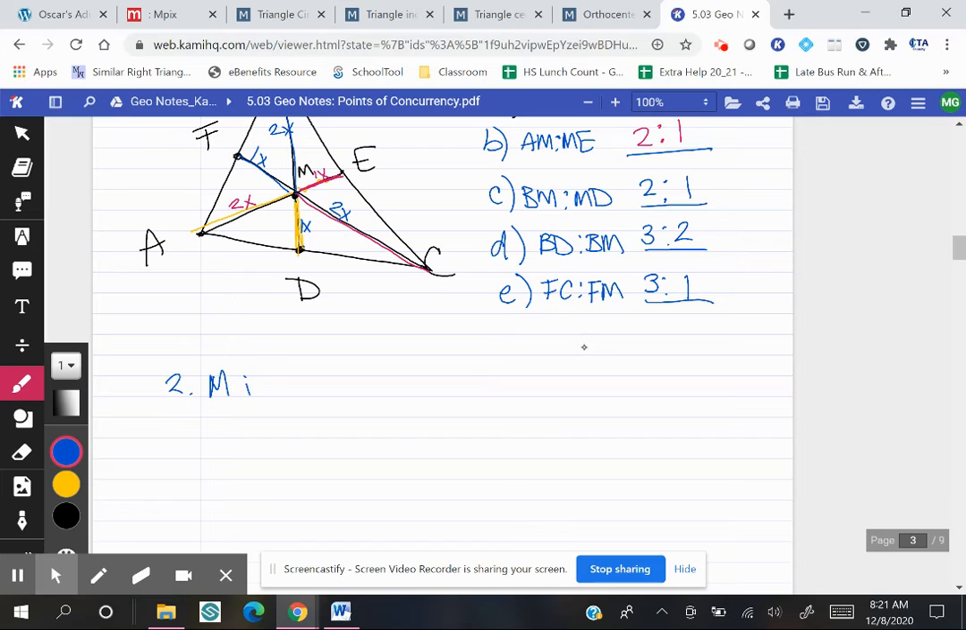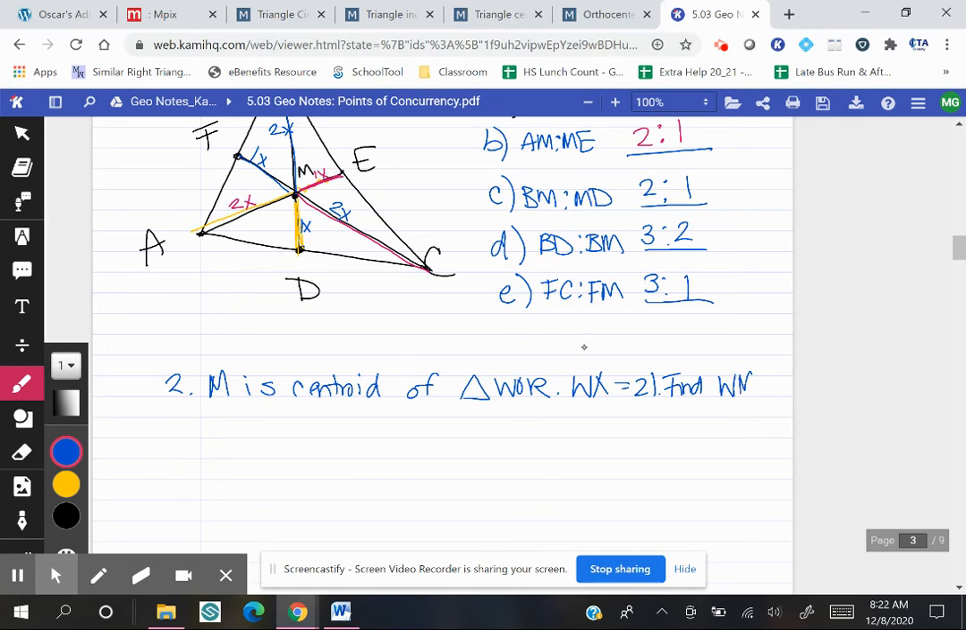Now those ratios are really going to help once we apply some values here. So M is the centroid. So here's where it's important that you know that medians meet at the centroid. Sometimes they might tell you these are all medians. Sometimes they might say, here's the centroid, like M is right here. WX equals 21.